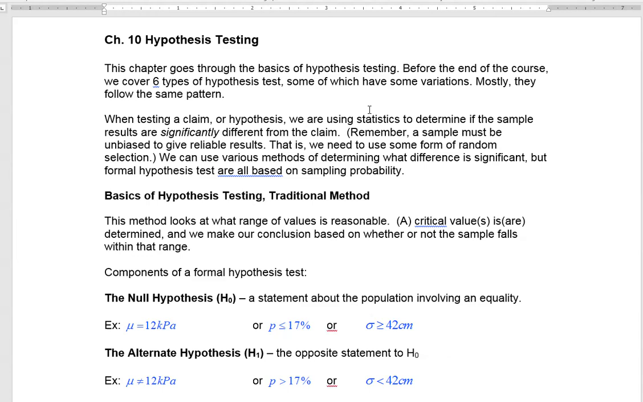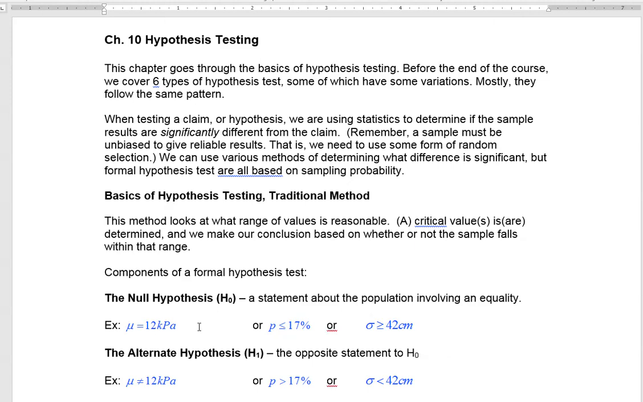So the first thing we have in these formal hypothesis tests is a hypothesis. And we've got two kinds of hypothesis, and our claims can be either one. We can have what's called a null hypothesis, and that's a statement that involves some sort of equality. And when you're looking at your statement, you want to be thinking about what are those keywords that mean these things. So there's three ways we can have an equality.